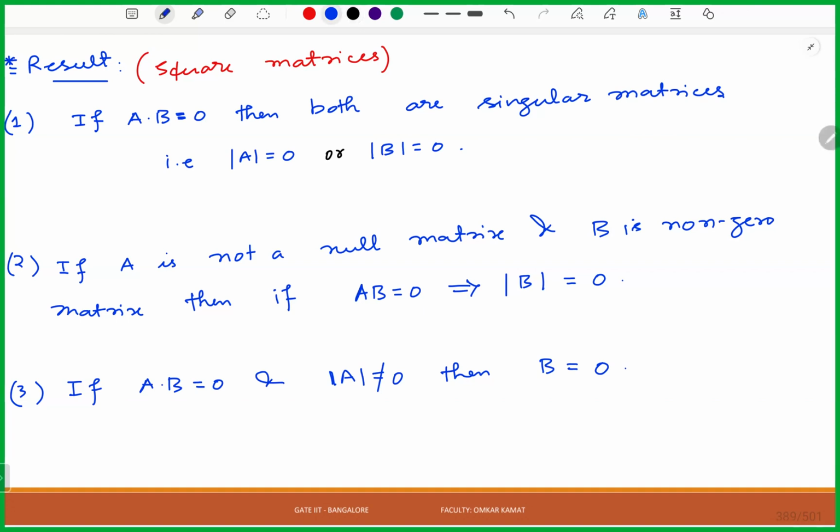We'll extend this property, guys. Let us tell that if A is not equals to 0 and B is not equals to 0, but A into B is equals to 0, then both are singular matrices. That is determinant of A is also equals to 0 and determinant of B is also equals to 0. When is it possible? A and B both are not equals to 0, but their multiplication AB is equals to 0. Understood?